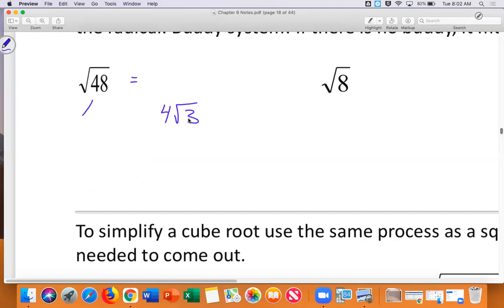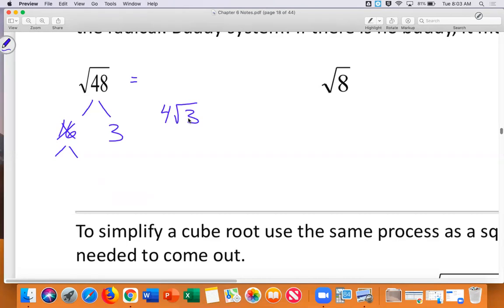Now, when I look at 48, I think of 16 and 3. Now, why do I think of 16, 3? Well, you'll see in a second, okay? And then I don't have a pair, can't break down 3, so let me break down 16. What times what gives me 16? Think about it. 4 and 4. Now, why would I want to break down 16 to 4 and 4?